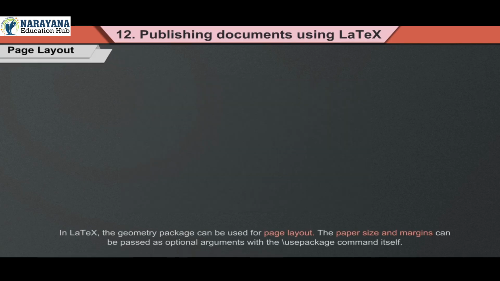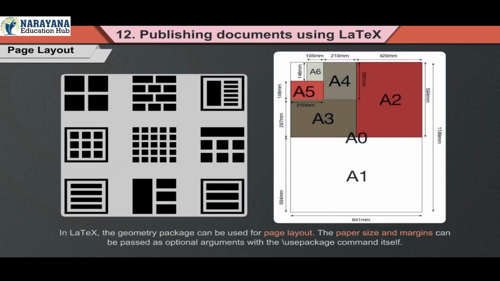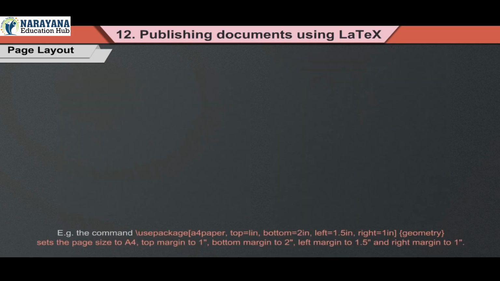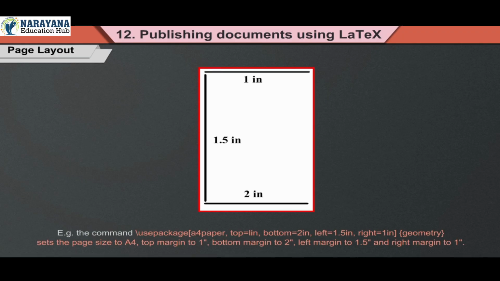Page layout. In LaTeX, the geometry package can be used for page layout. The paper size and margins can be passed as optional arguments with the \usepackage command itself. For example, the command \usepackage[a4paper, top=1in, bottom=2in, left=1.5in, right=1in]{geometry} sets the page size to A4, top margin to 1 inch, bottom margin to 2 inch, left margin to 1.5 inch, and right margin to 1 inch.